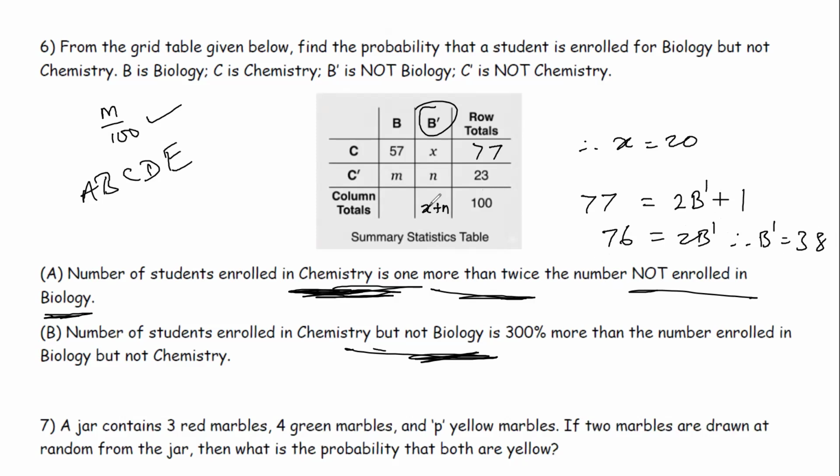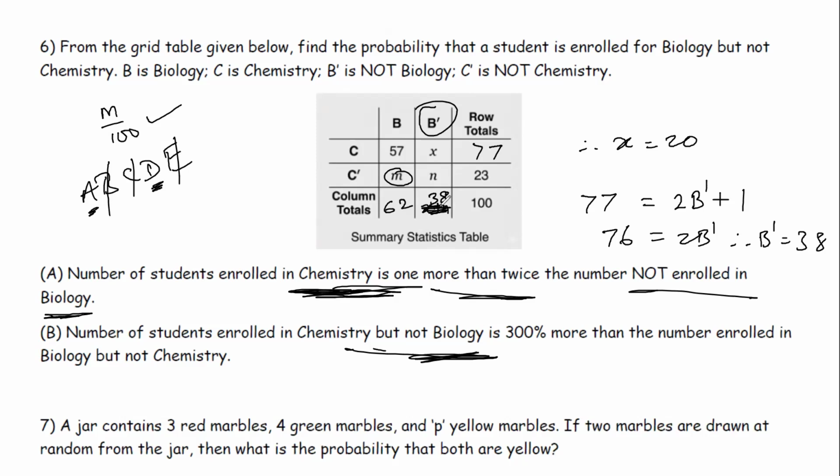So now we know that X plus N is 38. So we know this is 62, and then we know M is 5. So A answers the question. So we have to now find out whether D answers the question. Correct? Understood this?